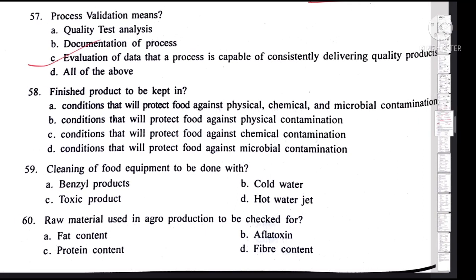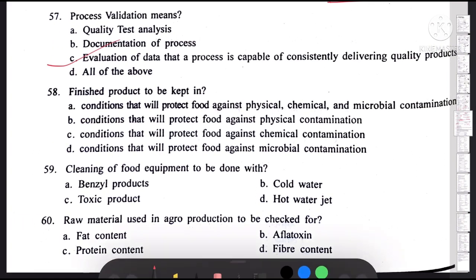Next. Finished product to be kept in. The options are conditions that will protect food against physical, chemical, and microbial contaminants.